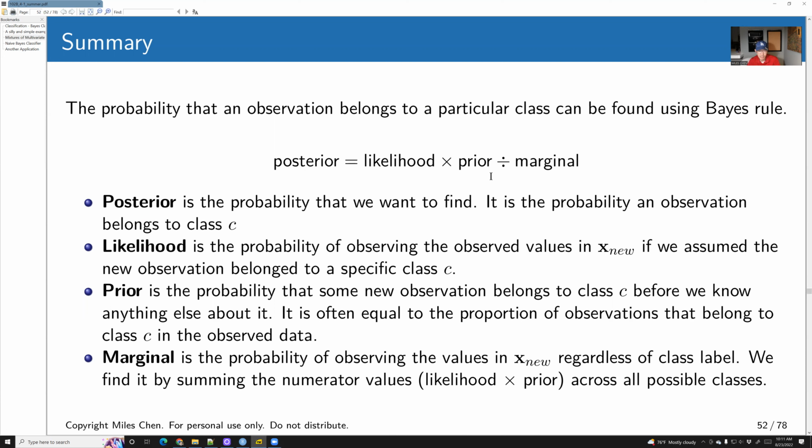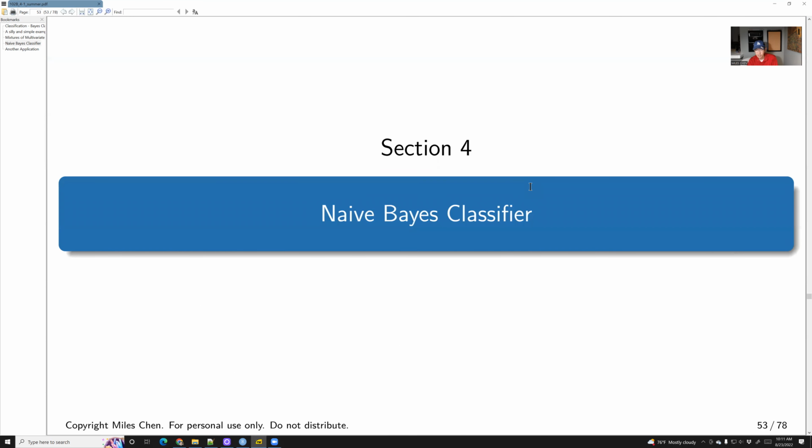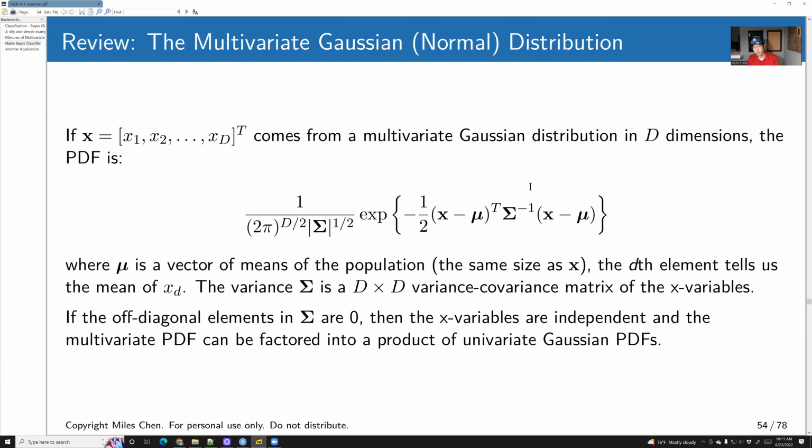Okay, so again, the posterior probability we find by doing likelihood times prior divided by the marginal. And the marginal is just found by taking this numerator, the likelihood times the prior, and adding them up across all possible classes. Okay. I want to expand this and introduce the naive Bayes classifier. So we have the Bayes classifier, and highly related is the naive Bayes classifier. So what's the difference between the two?